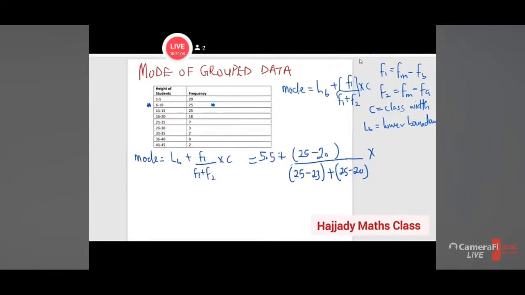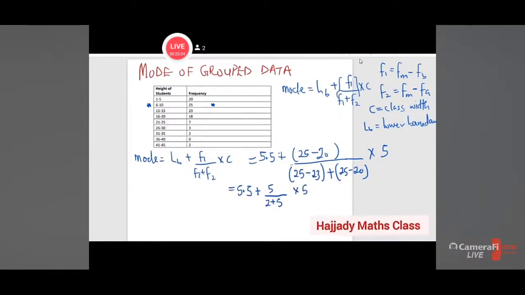Multiply by my class width, which is 5, from 1 to 5, which is 5. Now simplifying this further, I'm going to have 5.5 plus 25 minus 20 is going to give me 5 over 25 minus 23 is going to give me 2, plus 5 multiplied by 5.